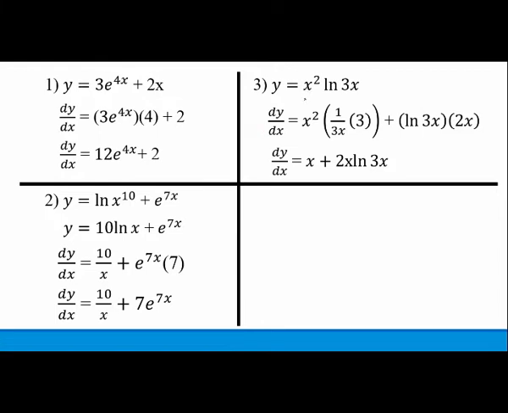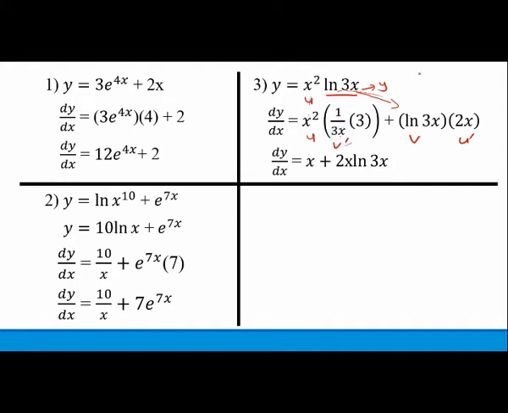This one is u and this one is v. u v prime, v u prime. u is x squared and v is ln 3x. For v prime, I differentiate this one. ln 3x will become 1 over 3x.